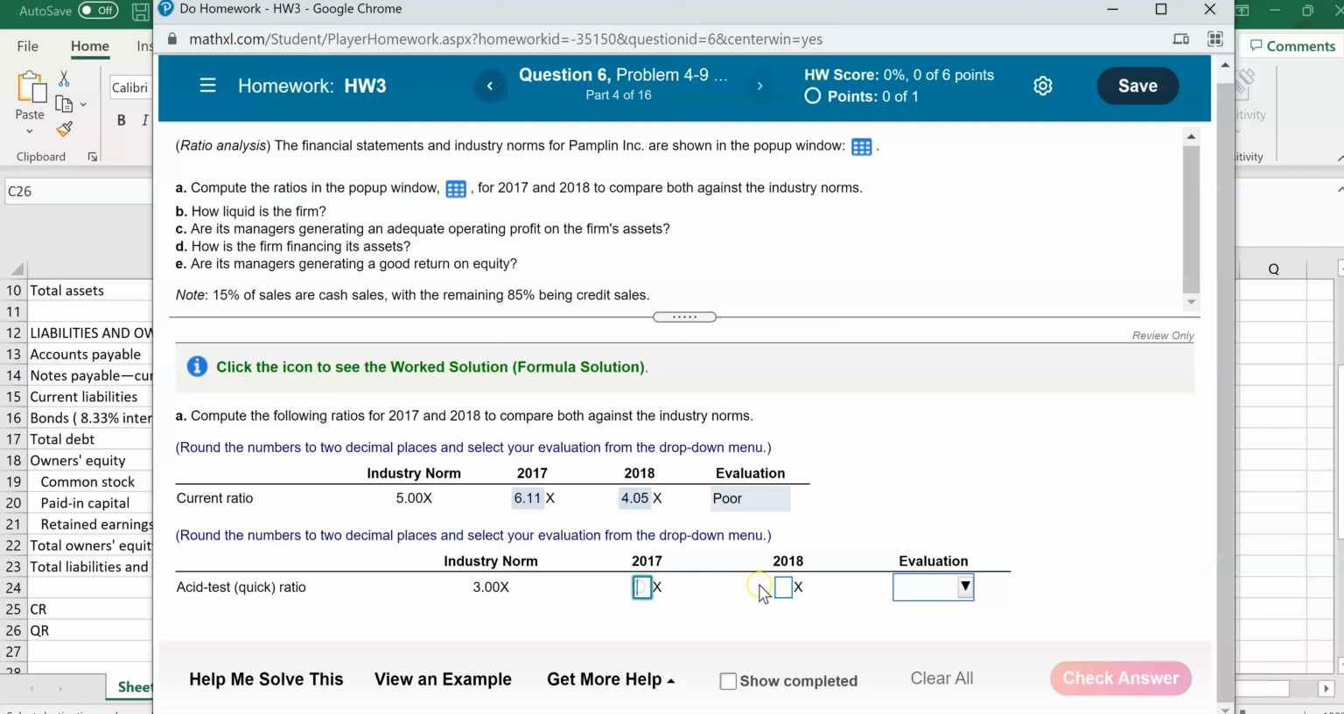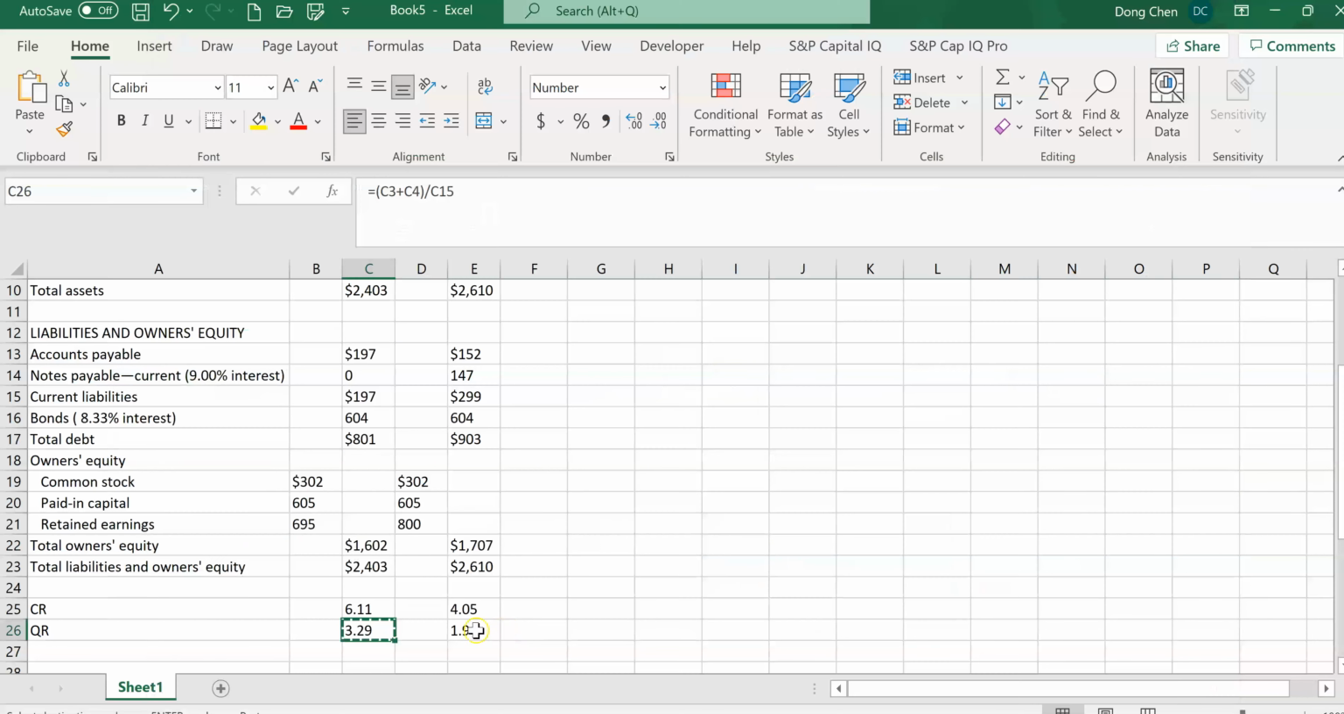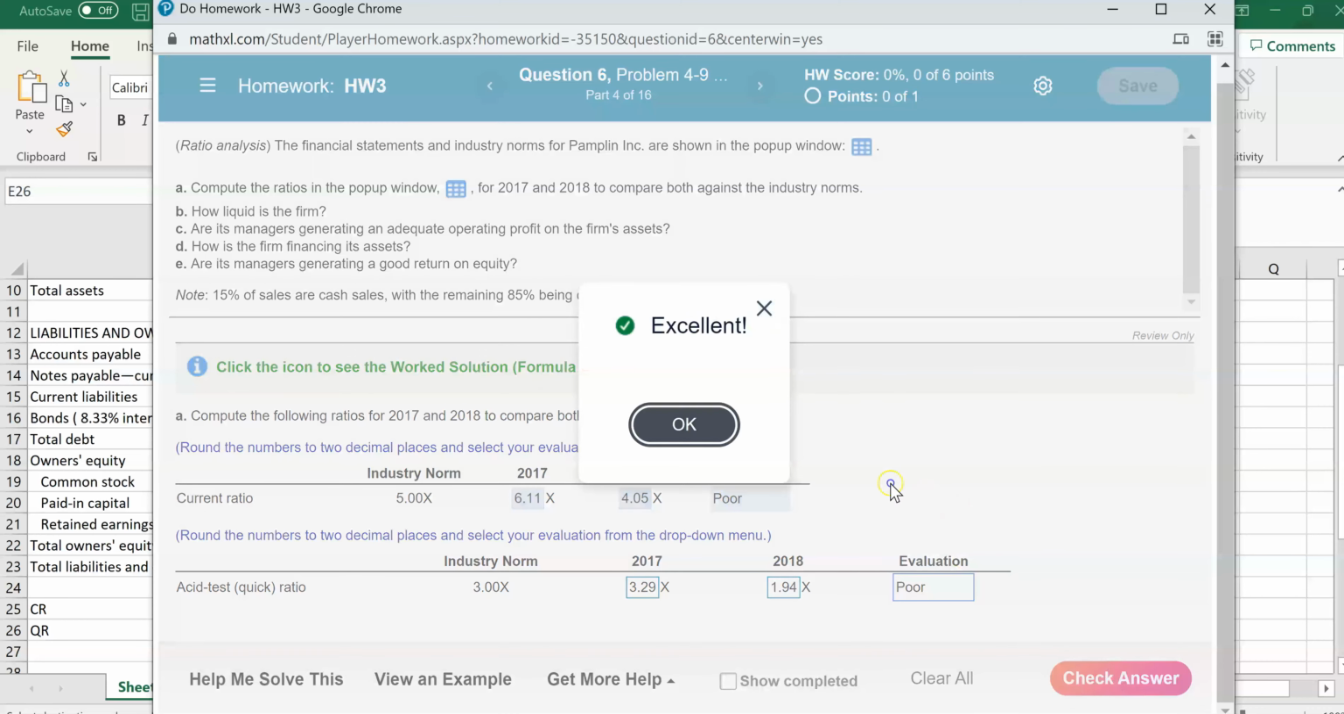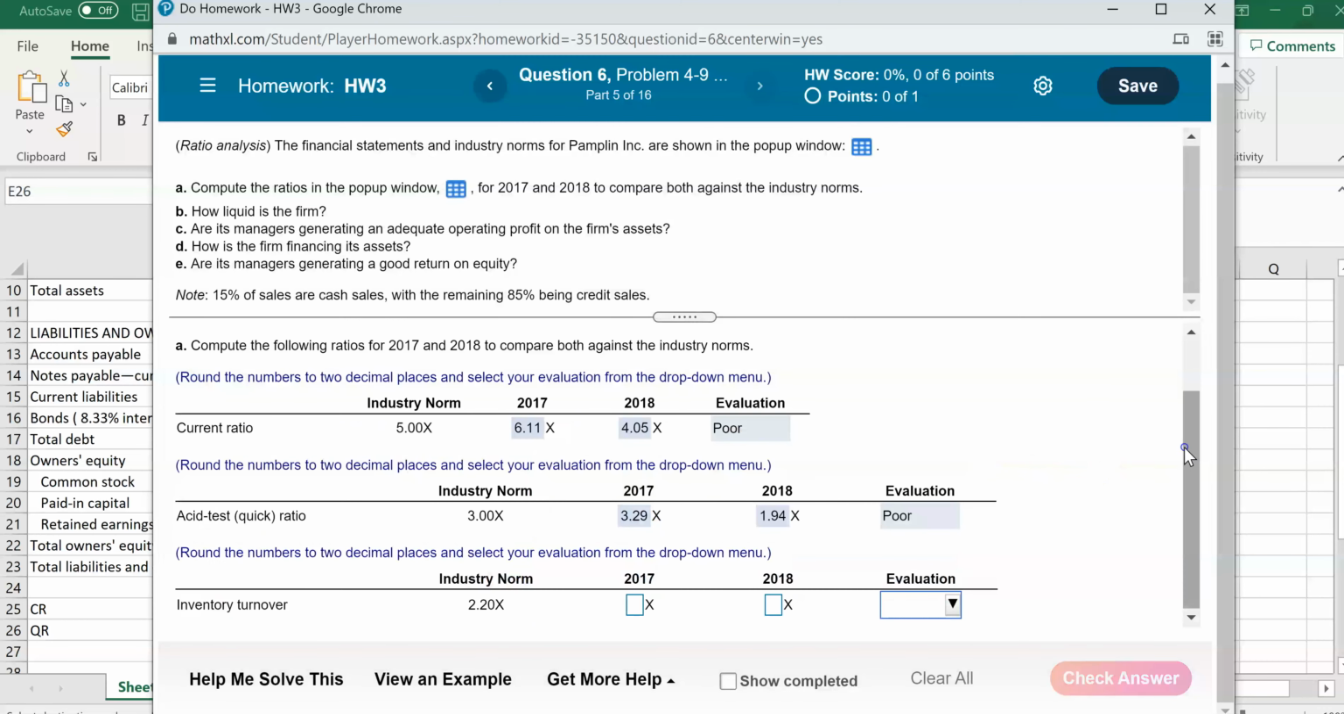This is for 2017, and for 2018 we can see this is also deteriorating, right? It's similar to the current ratio, so this is also poor, and check the work. So just continue this inventory turnover.